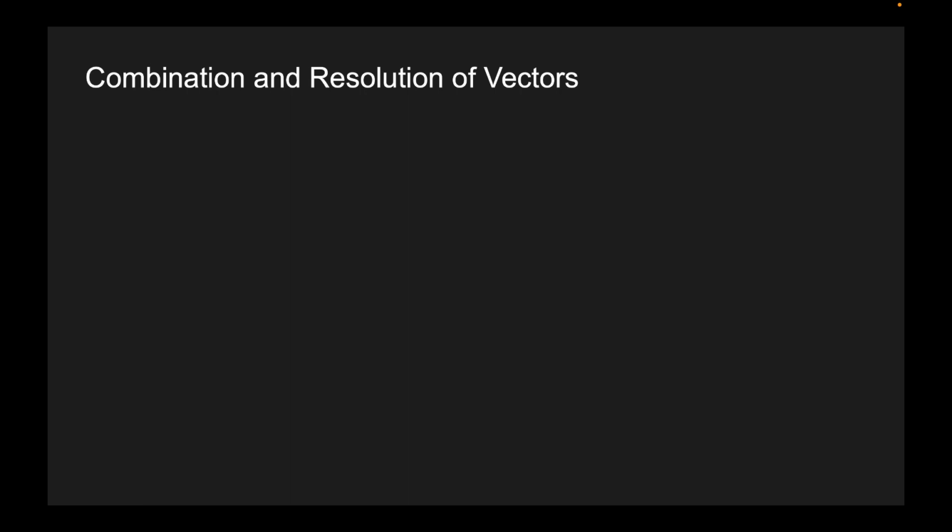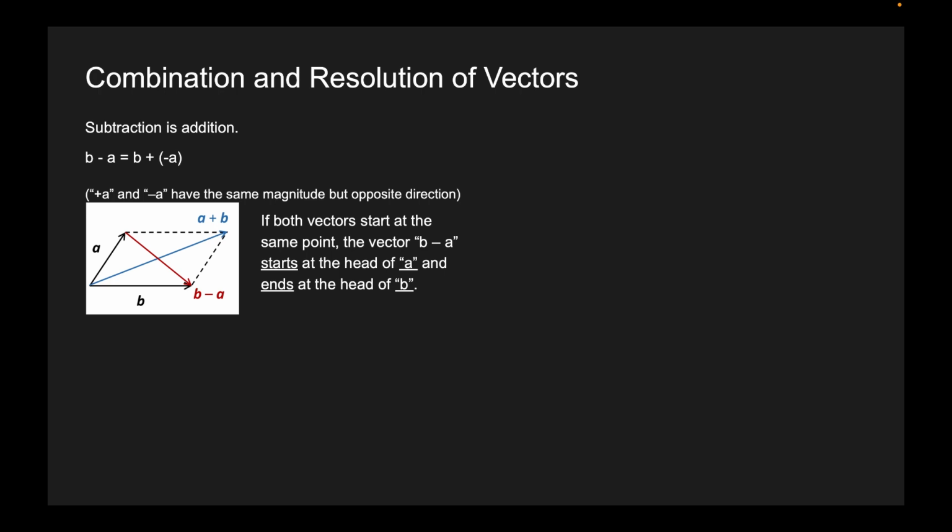Subtraction of vectors might be confusing, but it's kind of the same as addition because, for example, b minus a equals b plus negative a. Positive a and negative a have the same magnitude but opposite directions. If both vectors start at the same point, the vector b minus a starts at the head of a and ends at the head of b.